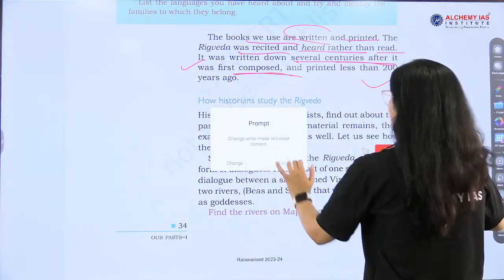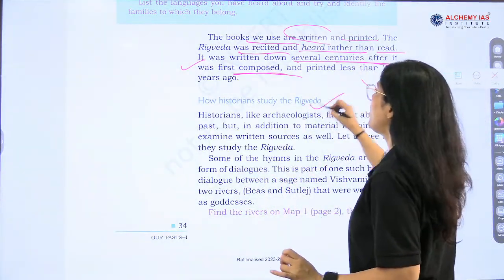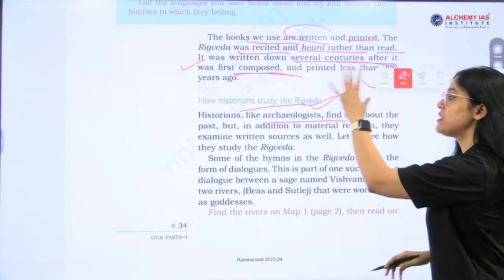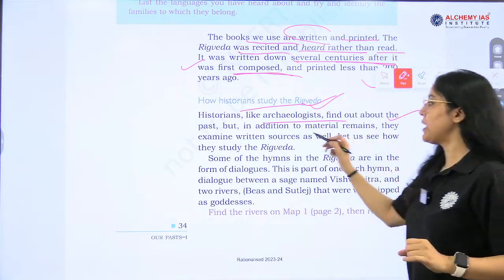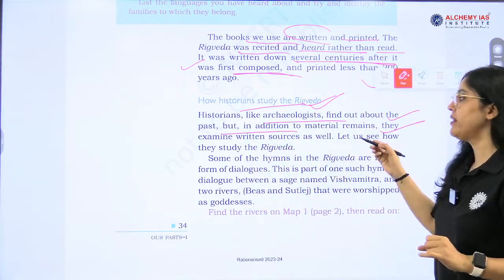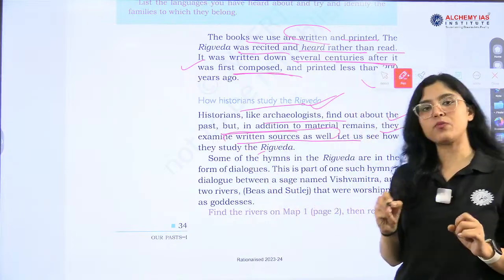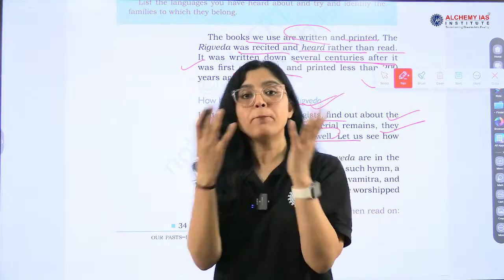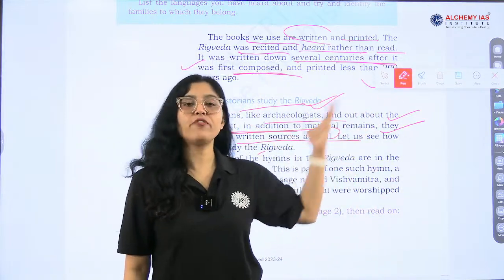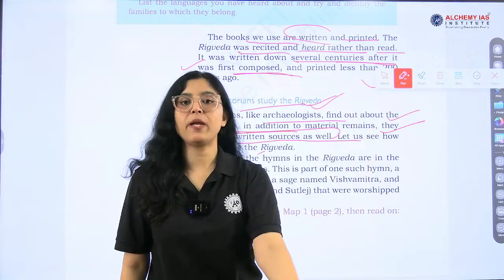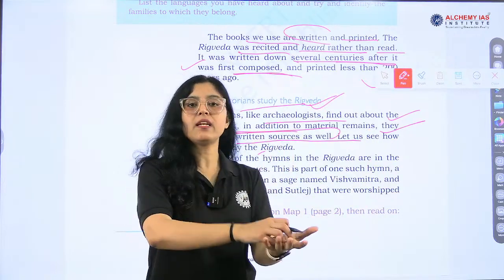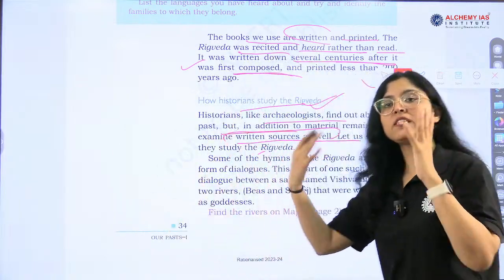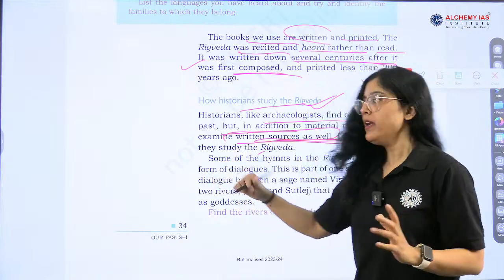Next is, okay, how historians study the Rig Veda. It is telling us about this also. Historians like archaeologists find out about the past, but in addition to material remains, they examine written sources as well, right? So there are archaeological remains, first-hand accounts, then there are books. We corroborate the information: we see the archaeological, material remains, and then we see the books also. We try to corroborate the information. This is how the investigation is done, and we form history, right?